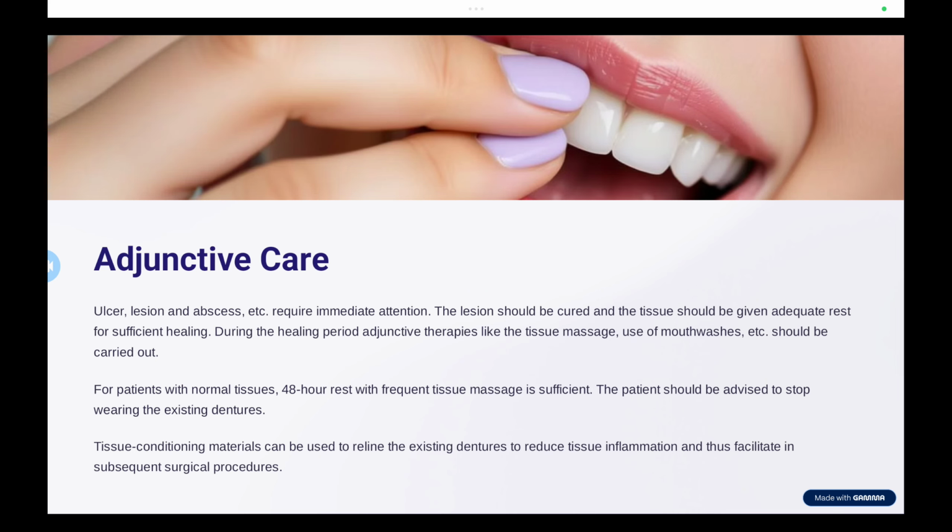For patients with normal tissues, 40-hour rest with frequent tissue massage is sufficient. The patient should be advised to stop wearing the existing dentures. Tissue conditioning materials can be used to reline the existing dentures to reduce tissue inflammation and thus facilitate subsequent surgical procedures. So if there is any inflammation due to the denture, then tissue conditioning materials can be used, which will easily reduce the inflammation.